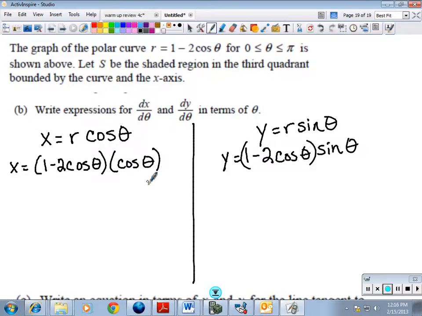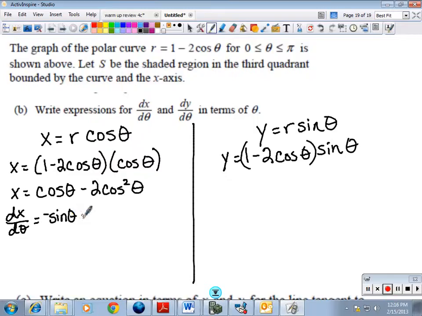Now I can clean these up before I take my derivative, or I can take my derivative like it is. I prefer to clean it up first. I'm going to go ahead and distribute through and make this cosine of theta minus 2 cosine squared of theta. Then I just take my derivative. My dx d theta, it's just going to be the derivative of cosine is negative sine minus chain rule. The derivative of cosine is, again, negative sine. So once I do my chain rule, this is going to change to a plus, but I can just leave it like that for now.